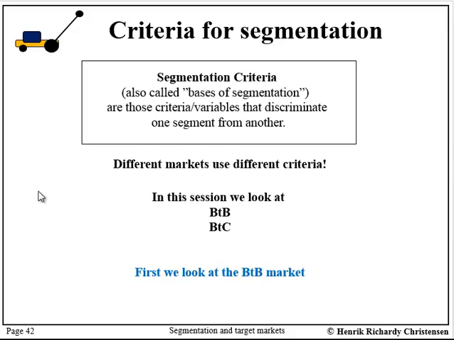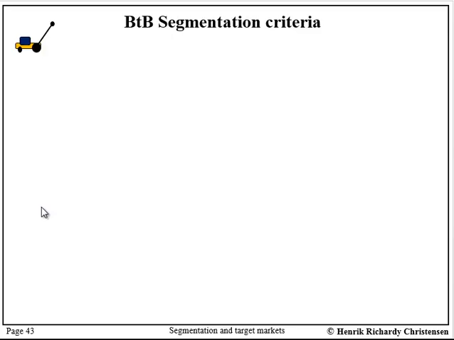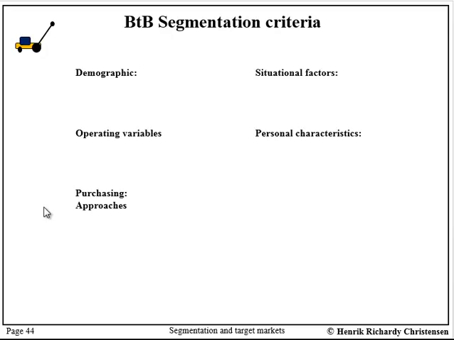So different markets use different kinds of criteria. In this session we will look at the B2B, meaning the business to business market, and the B2C, meaning the business to consumer market. First we will take a look at the business to business market. What are those criteria that we can use in order to divide the whole market into smaller segments? Well, we have 5 overall criteria: demographic, operating variables, purchasing approaches, situational factors, and personal characteristics.